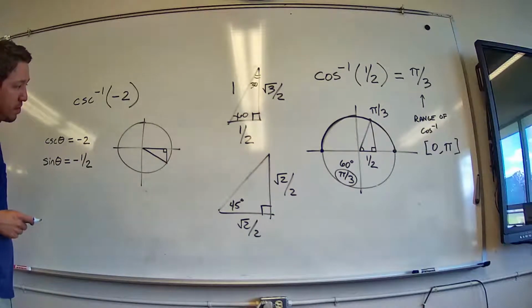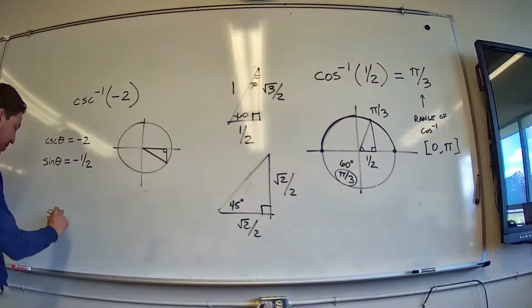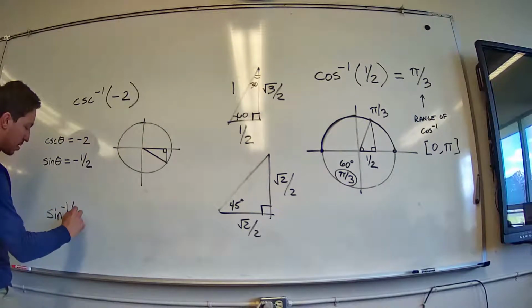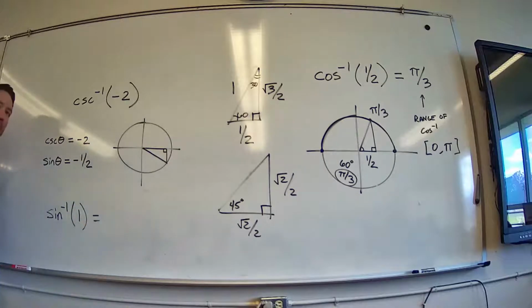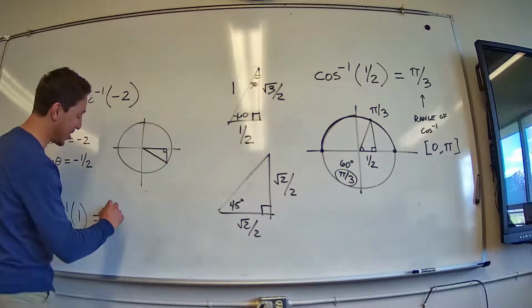So I probably should have given you a really simple one like this. My bad. What's the inverse sine of 1? What angle produces a sine value of 1? Pi over 2. I knew what you meant.